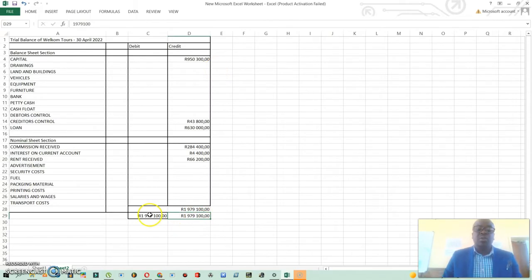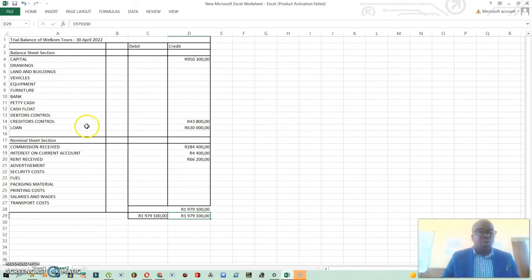That means the credit side is now correct, because you can see that's the amount that we got from dividing the total amount into 2. It means we are fine, and then we can delete this one if we want. All the other transactions left here, from your drawings, land and building, vehicles, equipment, furniture, bank, petty cash, cash float, and debtors control, are going to be on the debit side in the balance sheet section.